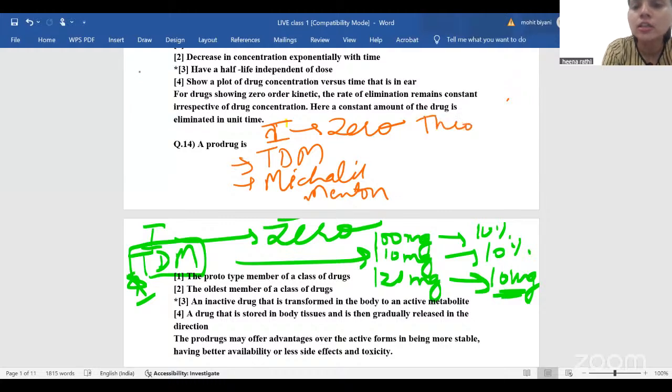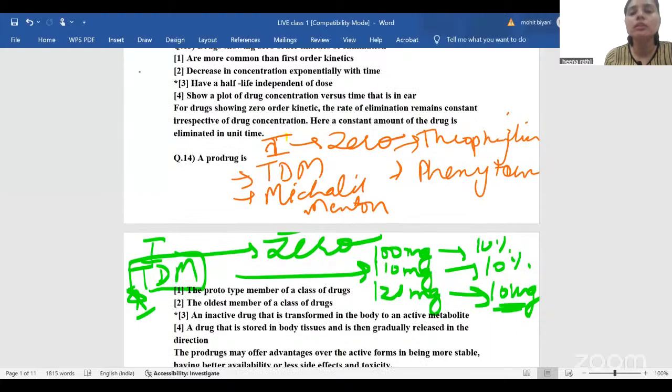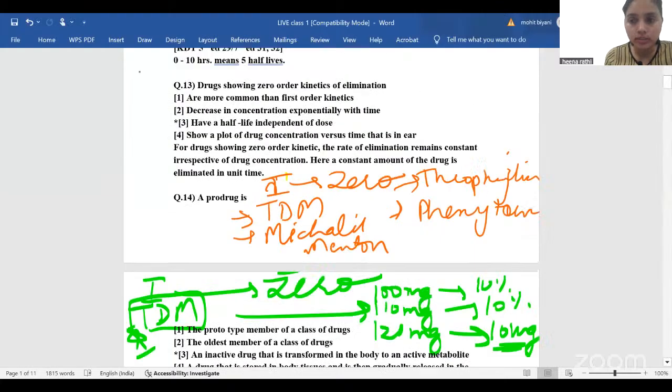First is theophylline, then phenytoin. These are the drugs which follow this kind of elimination. What is phenytoin? It is an anti-epileptic drug. What is theophylline? It is used in cases of asthma, bronchial asthma. So these drugs change their kinetics with the change in the concentration of the drug.